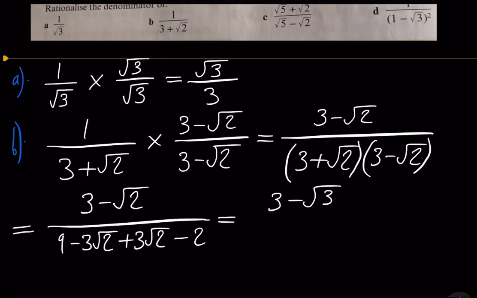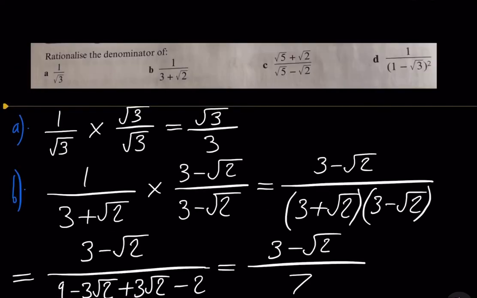So we end up with 3 minus root 2 all divided by, obviously 9 minus 2 is 7, and then obviously this just cancels out. Minus 3 root 2 and plus 3 root 2, they cancel out, and this is just the final answer, 3 minus root 2 over 7. We've cancelled out the surd, and as a result the initial or the starting fraction has been rationalized, and that's the final answer.